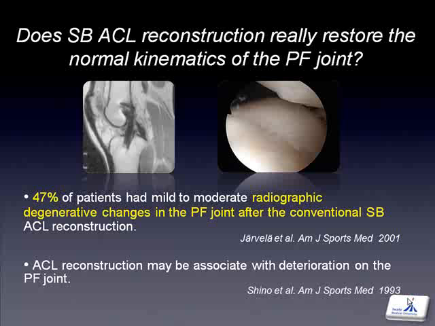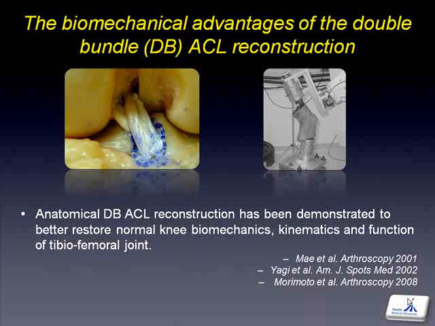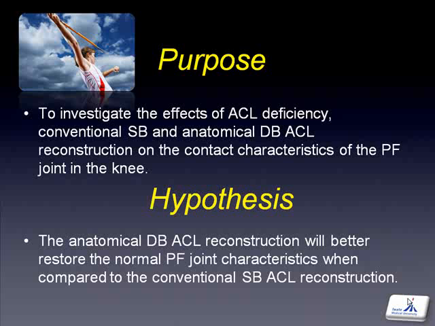In recent studies, anatomical double-bundle ACL reconstruction has been demonstrated to better restore normal knee biomechanics, kinematics, and function of the tibiofemoral joint. So the aim of the study is to investigate the effect of ACL deficiency, conventional single-bundle and anatomical double-bundle ACL reconstruction on the contact characteristics of the PF joint in the knee.